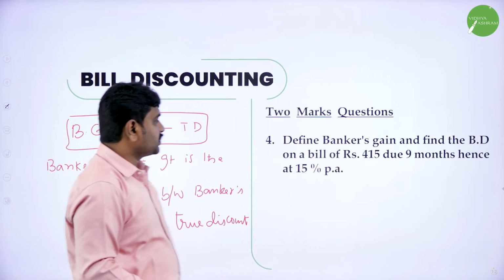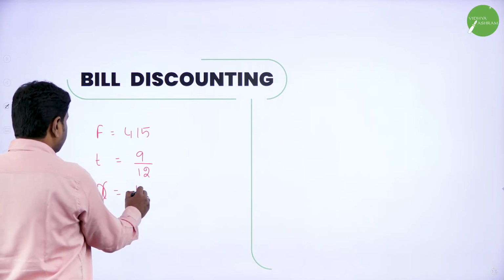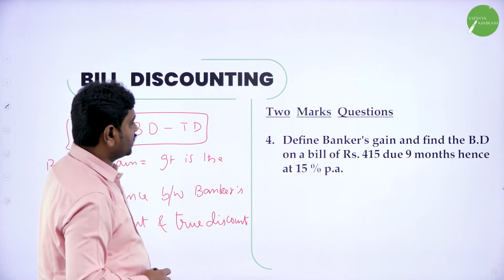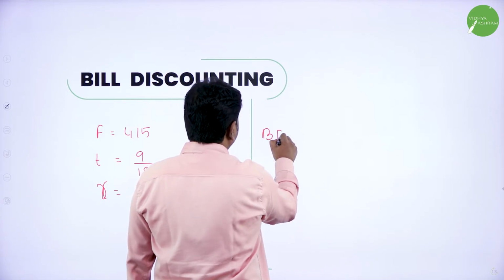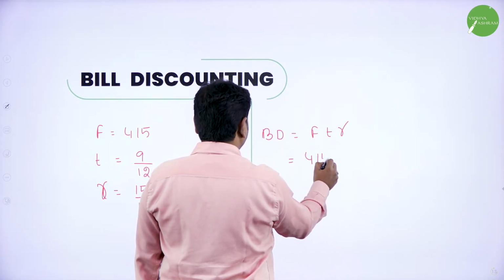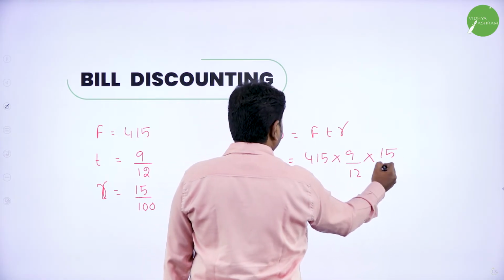And hence 15% per annum. So the rate of interest is also given, 15 by 100. Further, they want you to calculate what? Banker's gain. They want BD again. What is BD? Banker's discount. What is banker's discount? FTR. What is FTR? F is 415, into time 9 by 12, rate of interest 15 by 100.